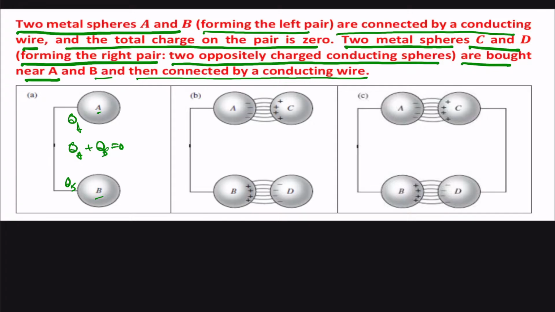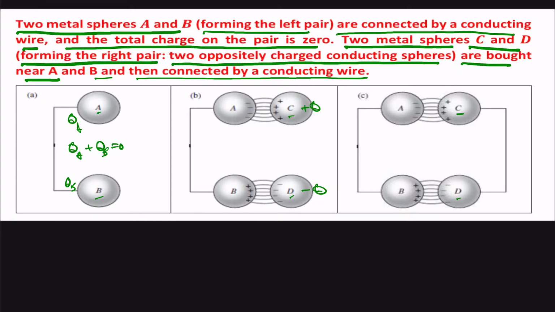In figure B, we bring two charged spheres C and D, and both are oppositely charged. From the figure we can clearly see that C is positively charged and D is negatively charged, and they are brought near A and B, not connected. Then after some time, C and D are connected with a conducting wire, and we have to see how everything is going to behave.